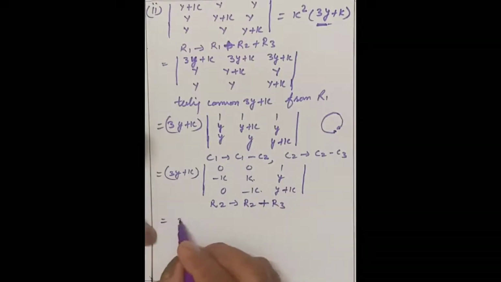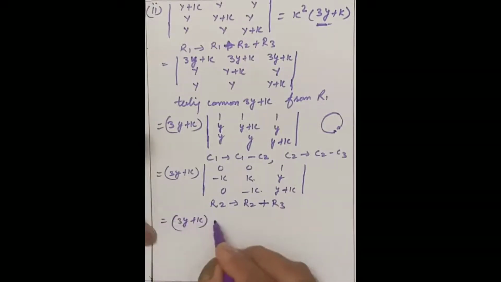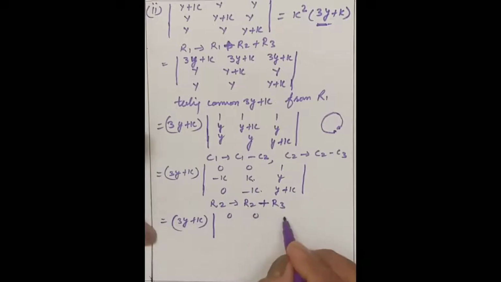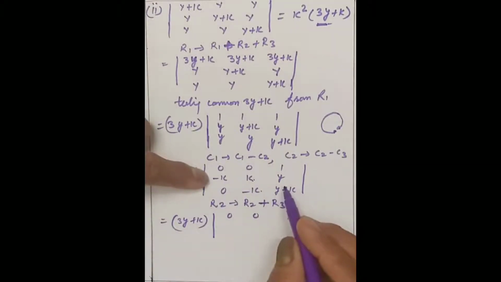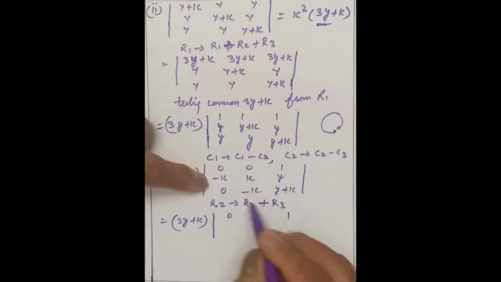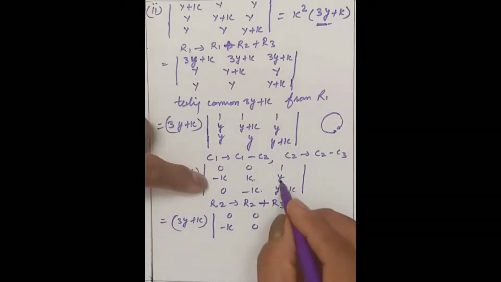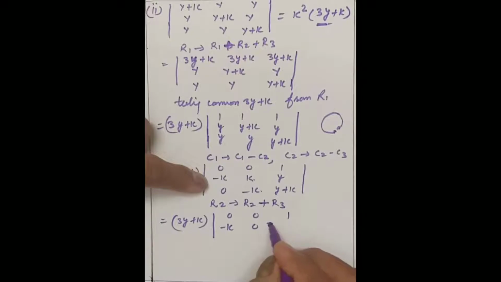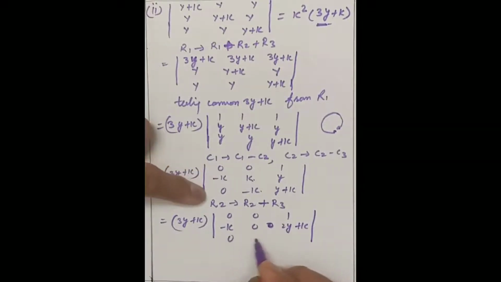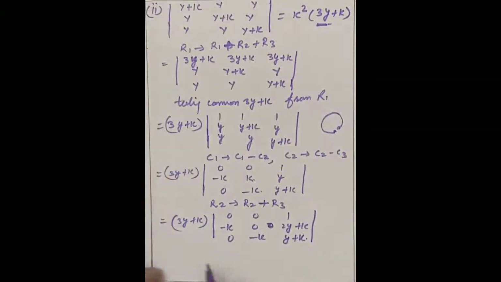What will happen? 3y plus k, 0, 0, 1. R2, now we have given this operation: minus k plus 0 is minus k, minus k, 0, and y plus y, 2y plus k, 2y plus k, and the third row is as it is, 0, minus k, y plus k. Now the time has come where we need to expand it.